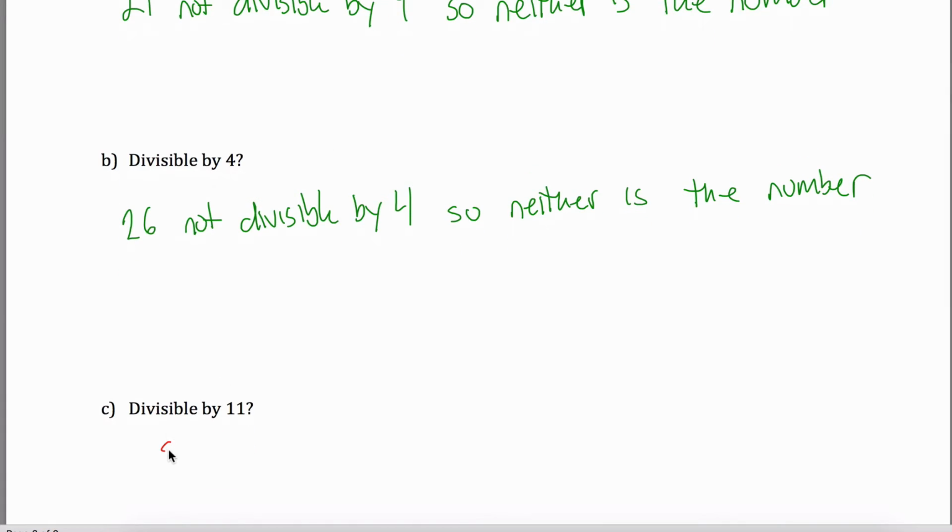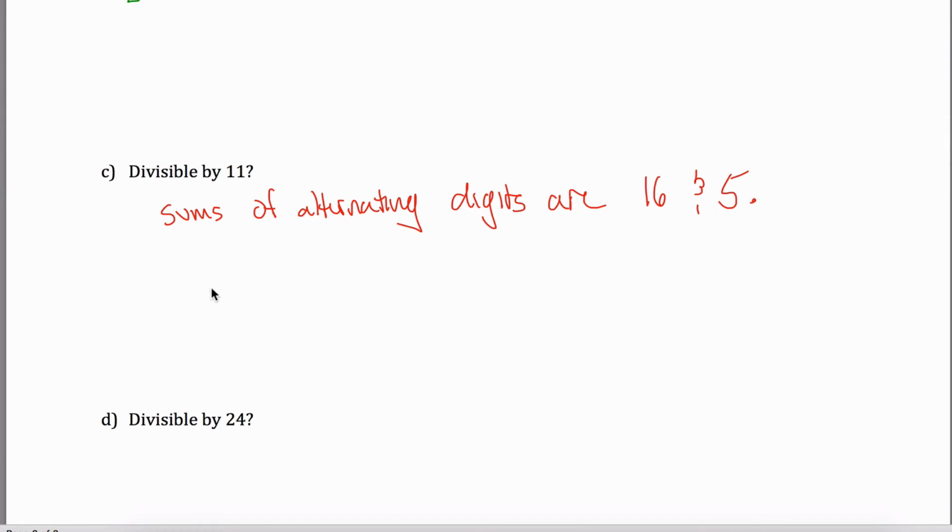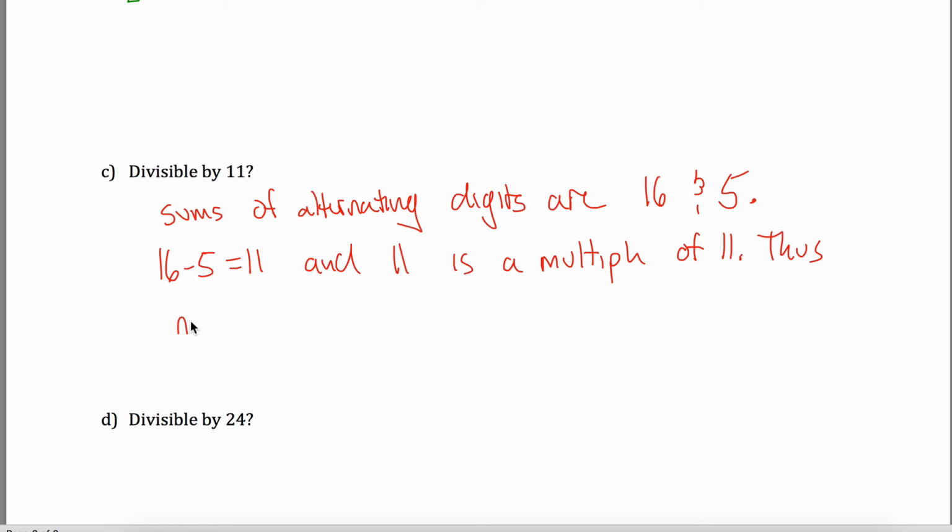Let's write it down here. Sums of alternating digits are 16 and 5. Those were the 2 that I wrote up here. 16 minus 5 equals 11, and 11 is a multiple of 11. Thus, the number is divisible by 11.